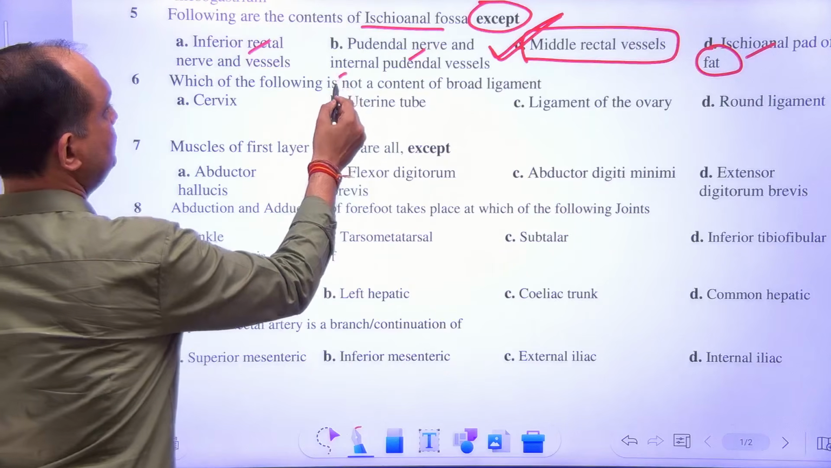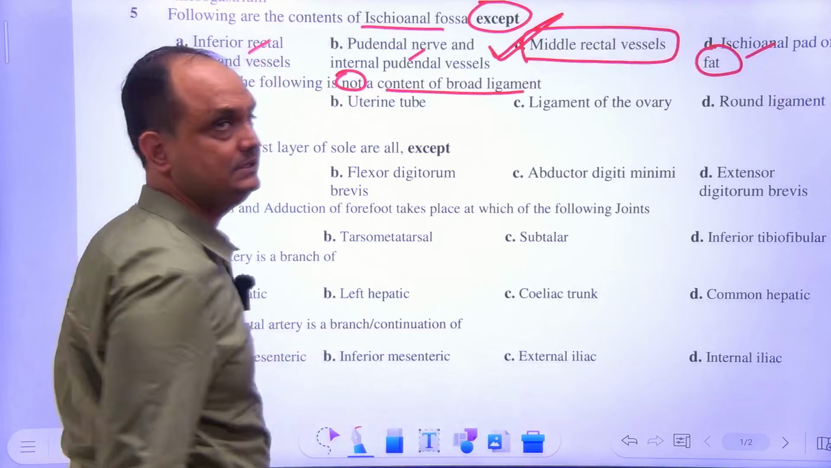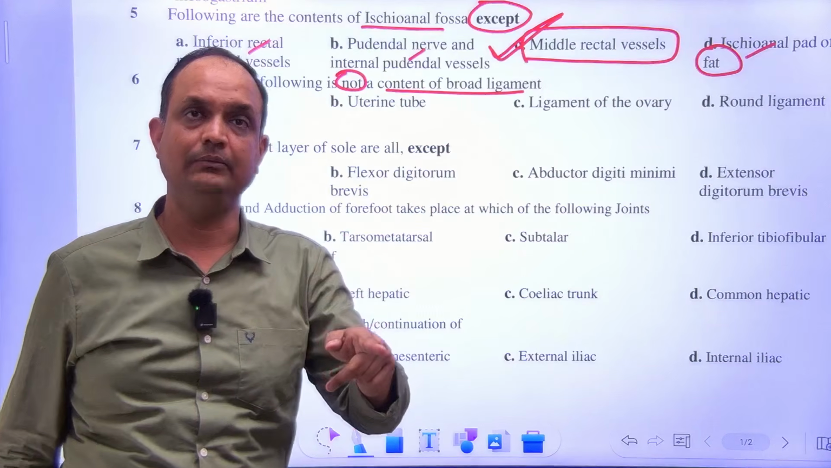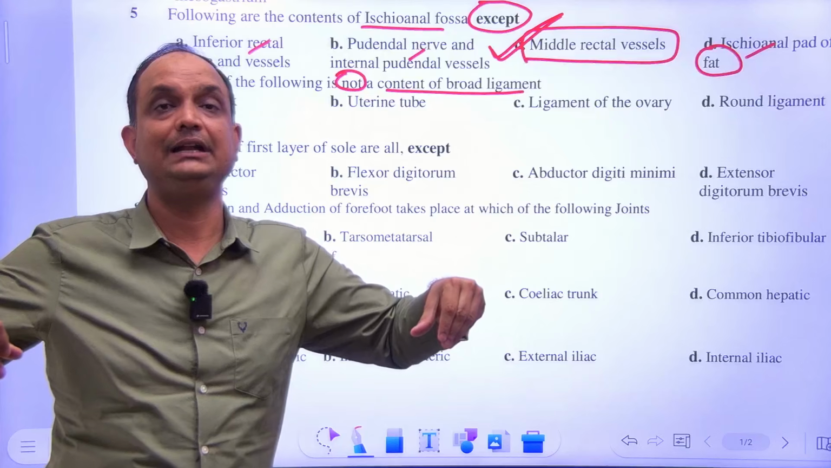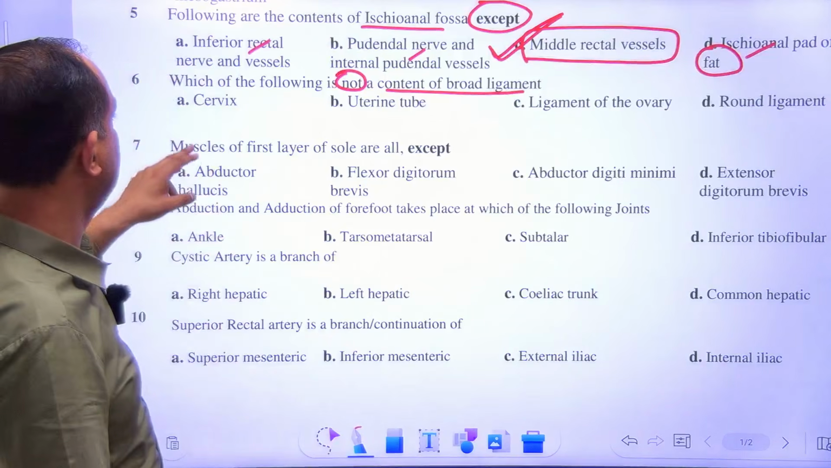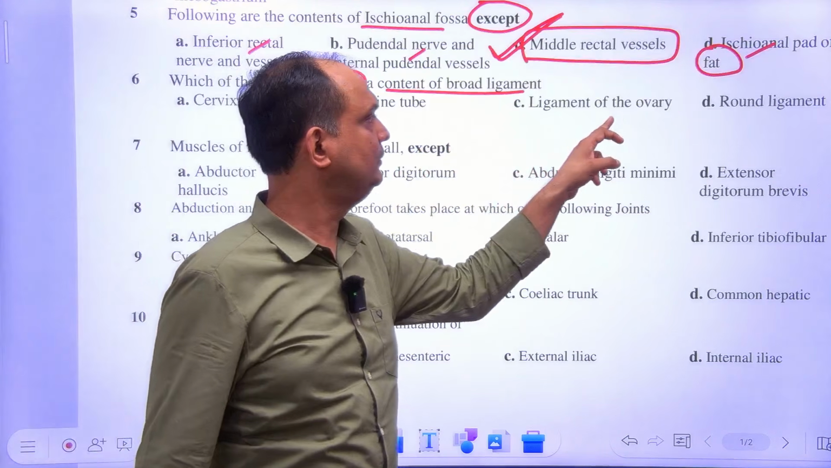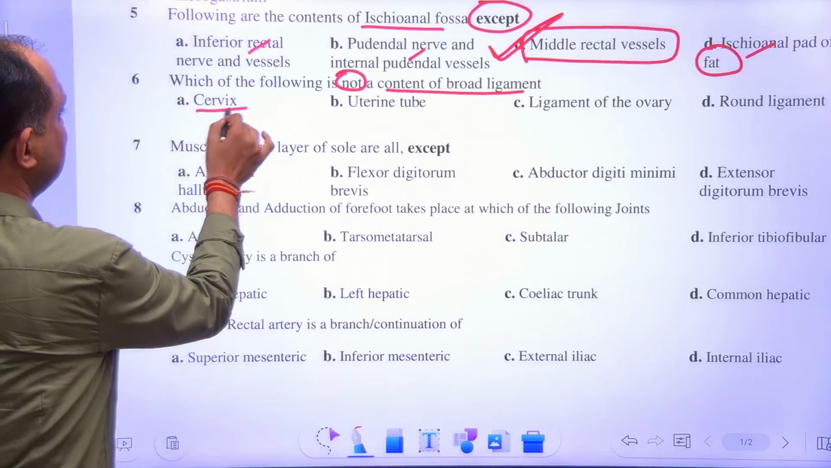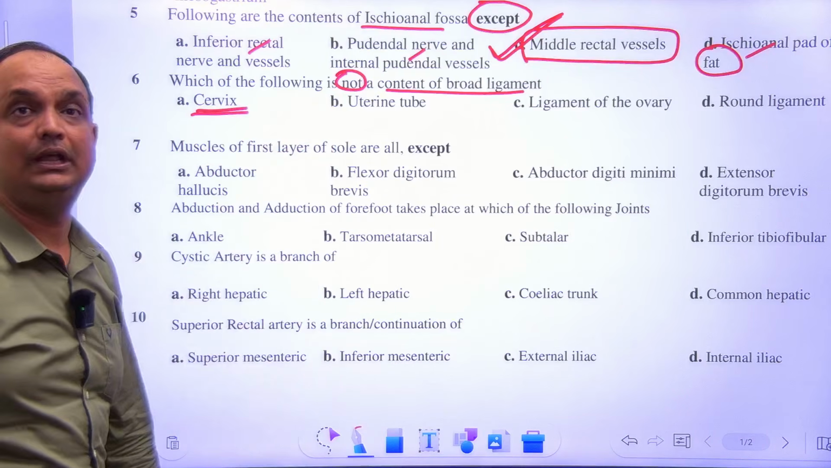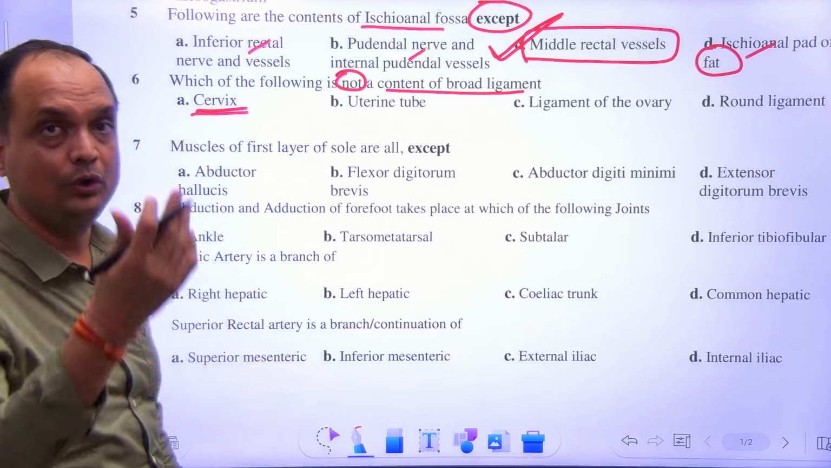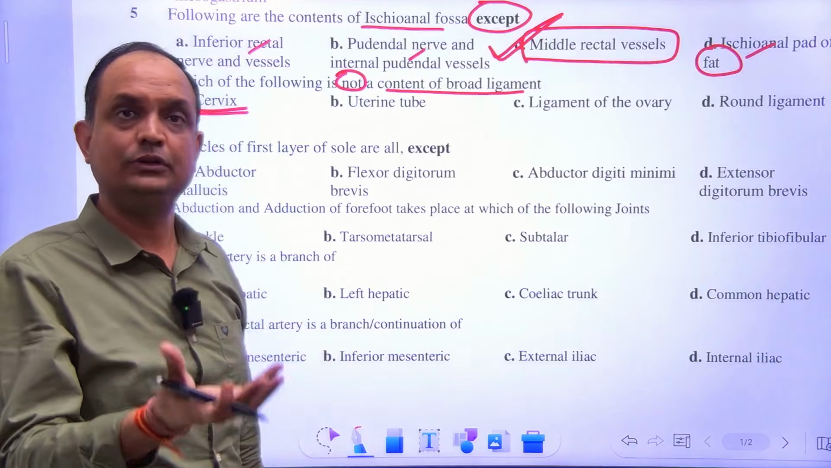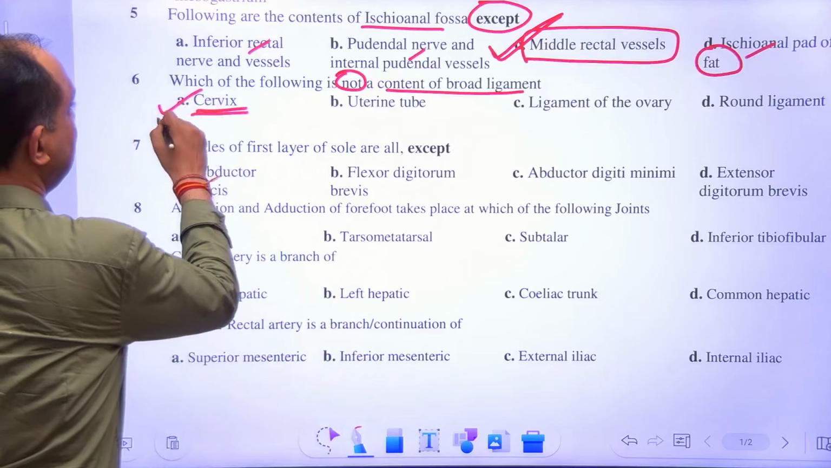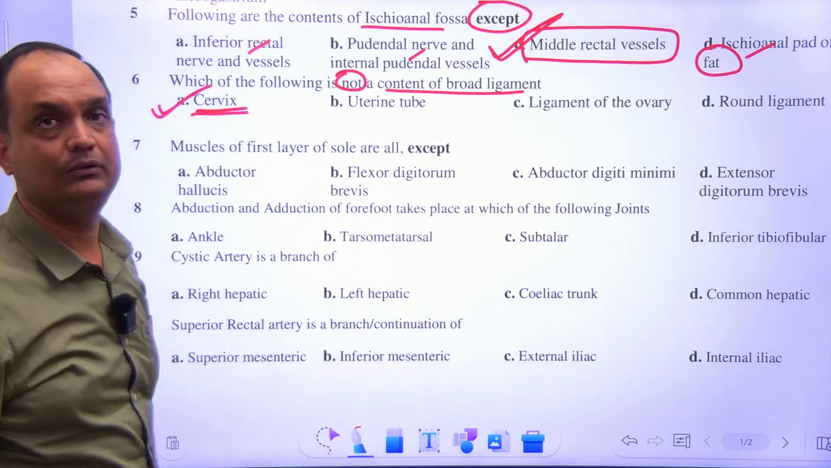So which of the following is not a content of broad ligament? Means that you should know that broad ligament is a double layer of peritoneum which is present along the lateral side of uterus. Now what are the options? Cervix, uterine tube, ligament of ovary and round ligament. Now dear students, this cervix cannot be the part of broad ligament because you know cervix is the lower part of uterus itself. So it is not the part of your broad ligament. So answer A is there. Remaining all three are seen into the broad ligament.